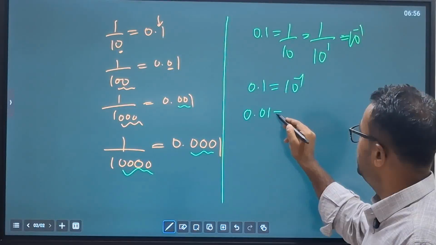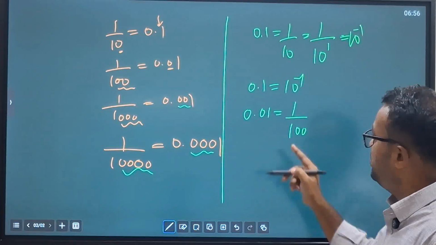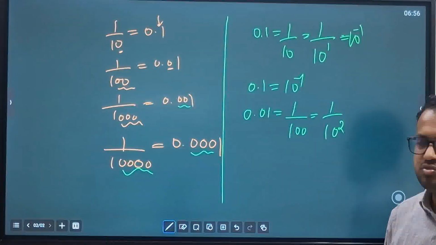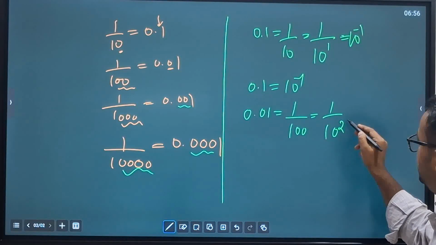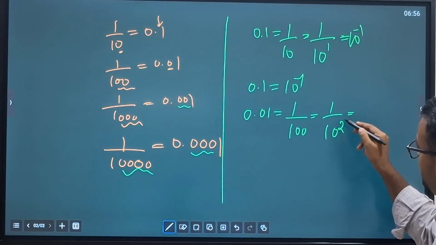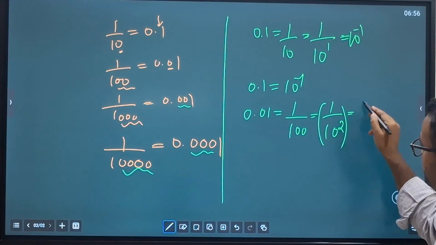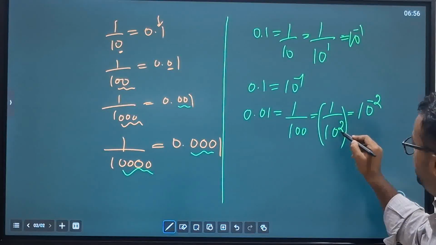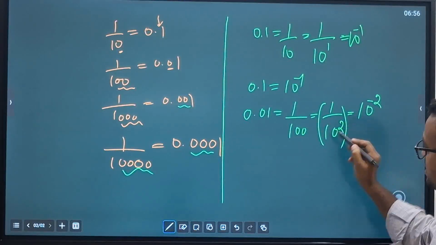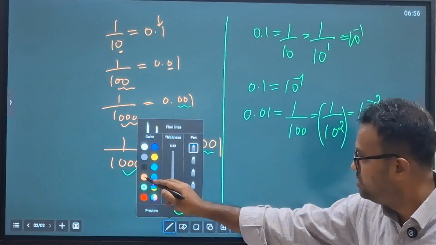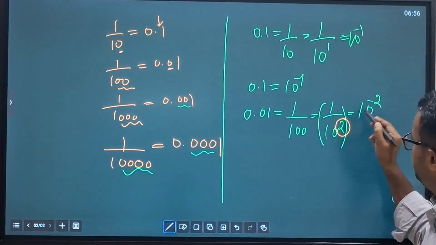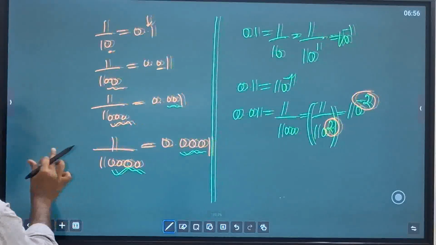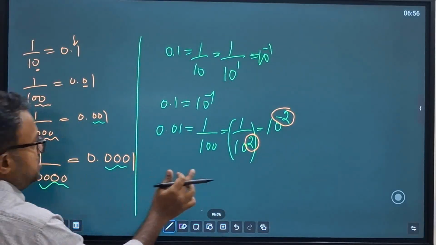Similarly, 0.01 is 1 by 100. That is, 1 by 100 is 1 over 10 square. So this is 10 power minus 2. So if you convert 1 over 10 power 2, it is 10 power minus 2. If you shift the denominator to the numerator, the positive power becomes the negative power.